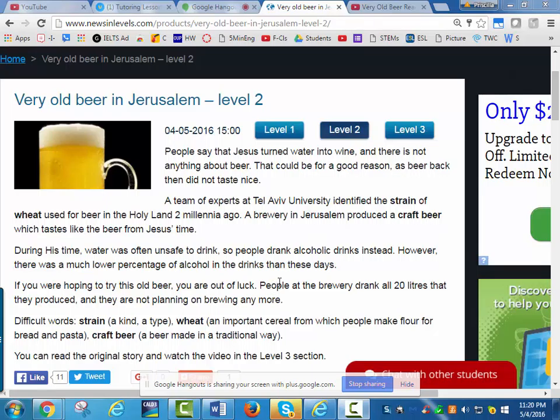Used, for example, we see words that are highlighted, these difficult words at the bottom: strain, a kind, a type; wheat, an important cereal from which people make flour for bread and pasta; craft beer, a beer made in a traditional way. In this level 3 article, they're talking about beer that was made during the time of Jesus.